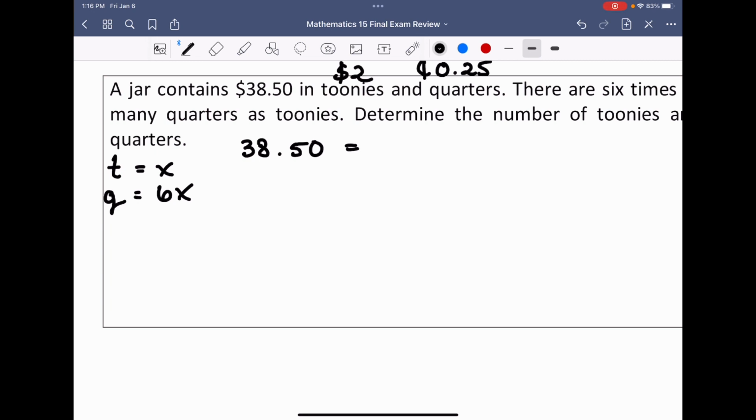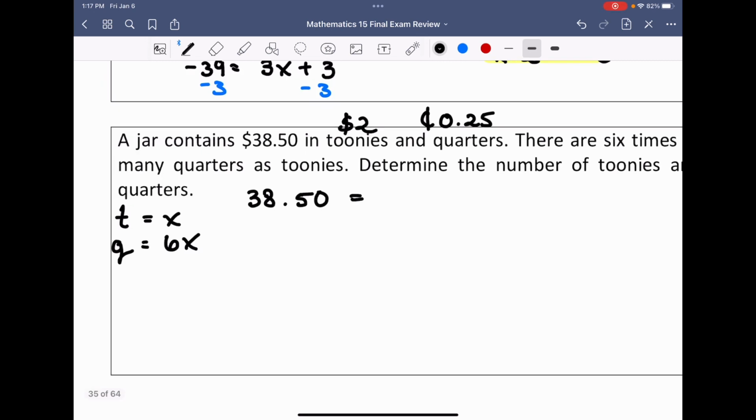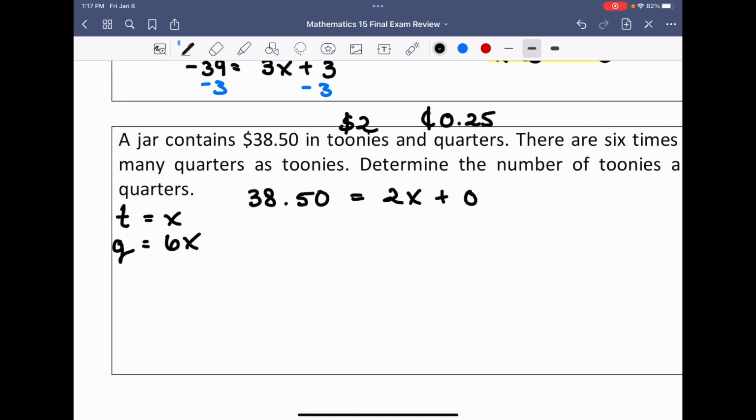So 6x. The total is equal to the value of a toonie times the number of toonies, which we're symbolizing by x. So 2 times x, plus 0.25, which is the value of a quarter, times 6x, which means we have 6 times the amount of quarters than we do of toonies, because toonies are x, so to get the quarters, we have to multiply by 6.